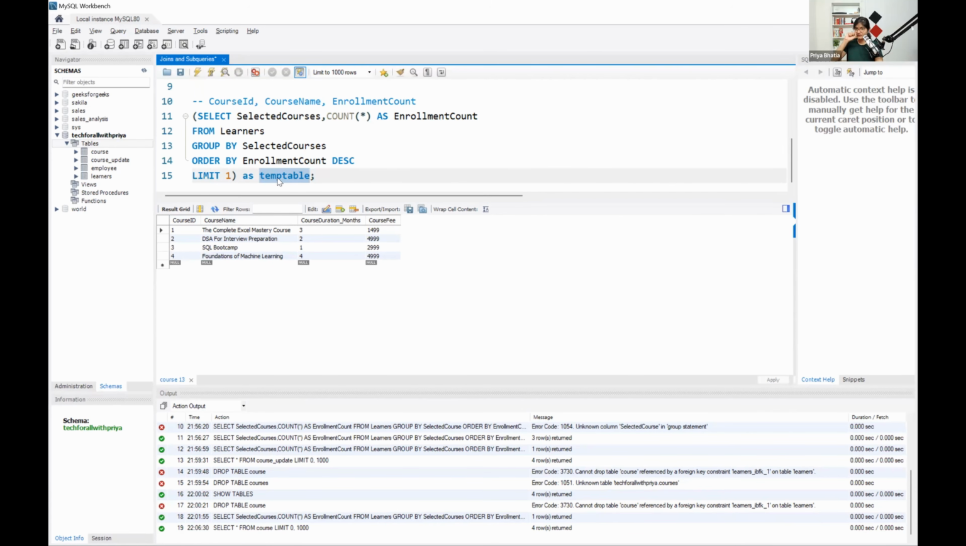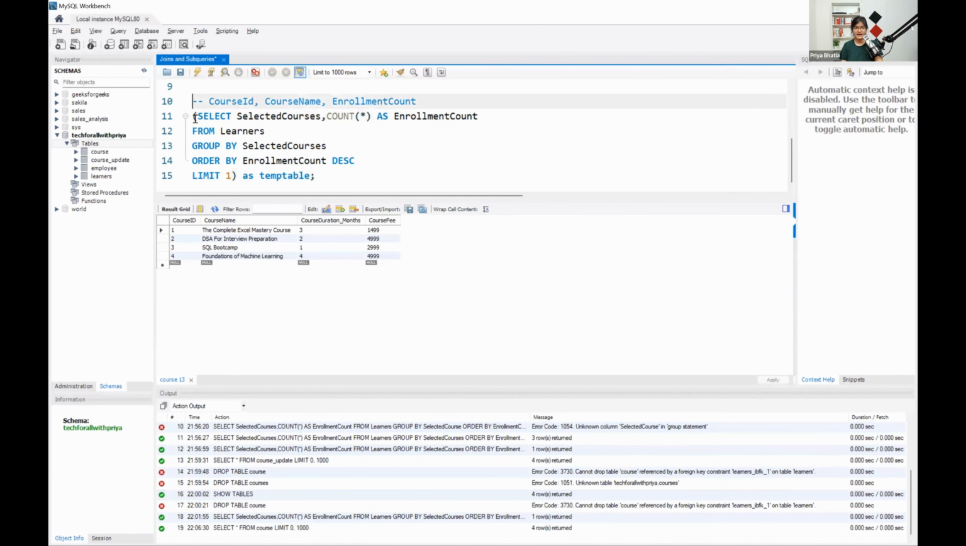Even though the name is different, in the courses table the column is course ID, and in the temp table we have selected course, which also signifies a course ID only. It means we have to apply a join on the course table and this temporary table, on the basis of course ID in the course table and selected course in the temp table. So how is this possible?